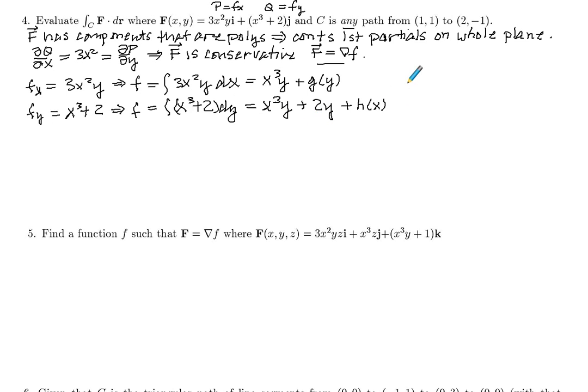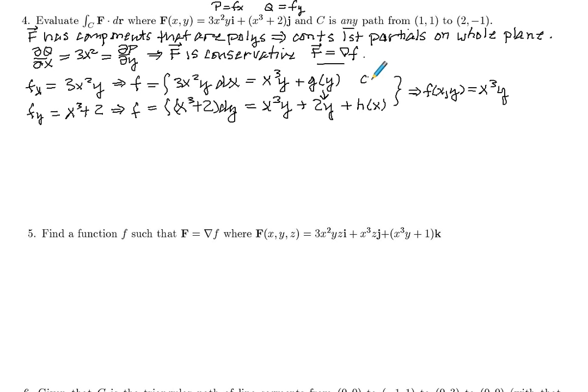So then if we equate these two expressions here, our f of x, y is going to be, well, we've got the common x cubed y, so that's going to be part of our f of x, y. And then our g of y, our y-only terms, that would be 2y. And our h of x, our x-only terms, well, there's no x-only terms up here, so this would be either a constant or 0.